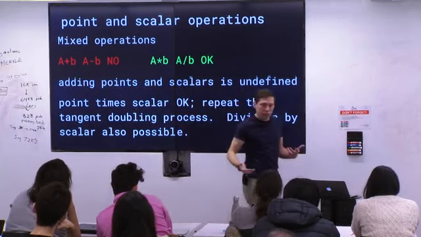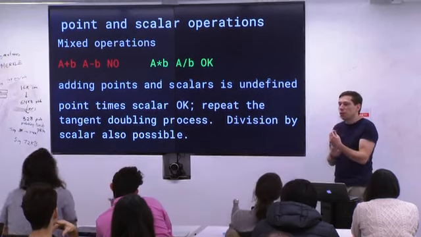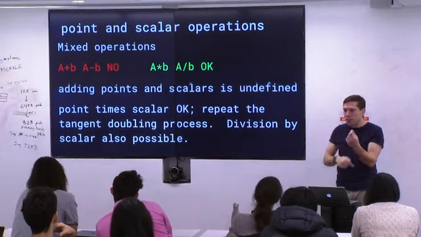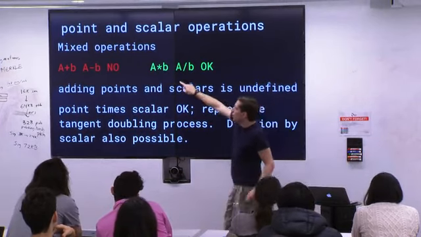Like, that's not defined, right? You say, okay, here's this point P minus 7. Well, does that mean move the x-axis? Does that mean move the y? Like, it's not defined. However, you can do this, right?